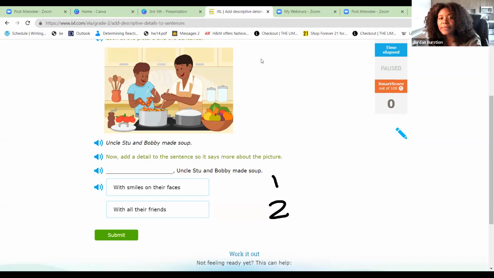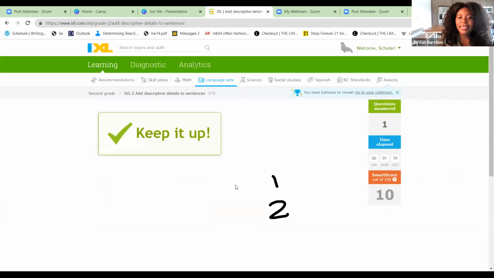So this one wants us to add a detail to the sentence. And you said one, with smiles on their faces, Uncle Stu and Bobby made soup. Great choice. Whenever you're writing a story at school or telling someone what happened, it's helpful to add extra details like this so we can see what you're describing. Perfect.